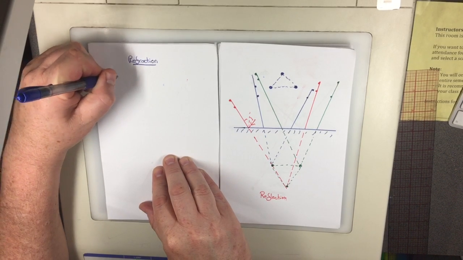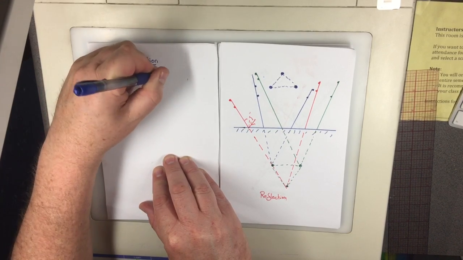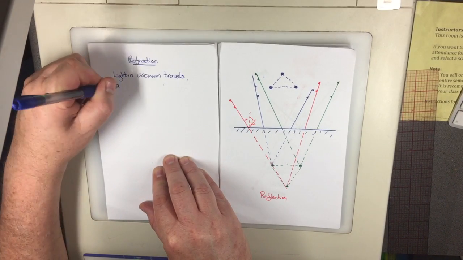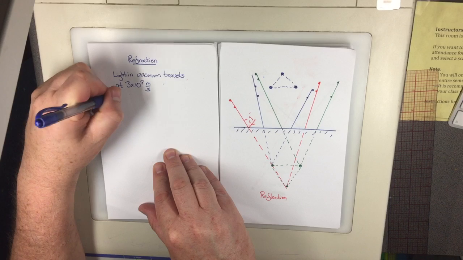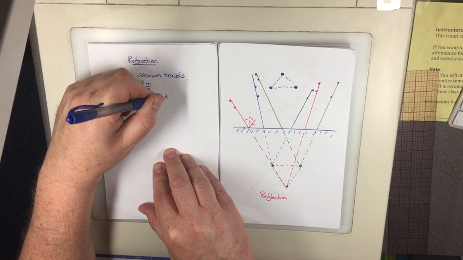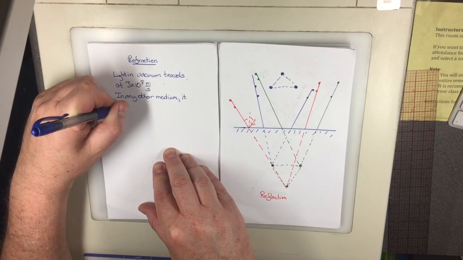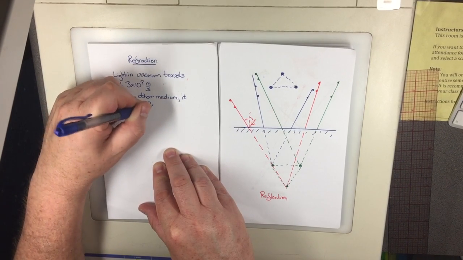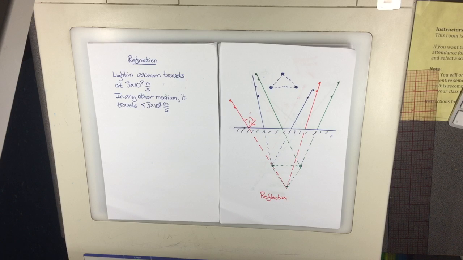In refraction, light in a vacuum travels at 3 times 10 to the 8th meters per second. In any other medium, it travels less than 3 times 10 to the 8th meters per second. So the speed of light is 3 times 10 to the 8th meters per second. In any other medium, it travels slower than that, with one small exception.